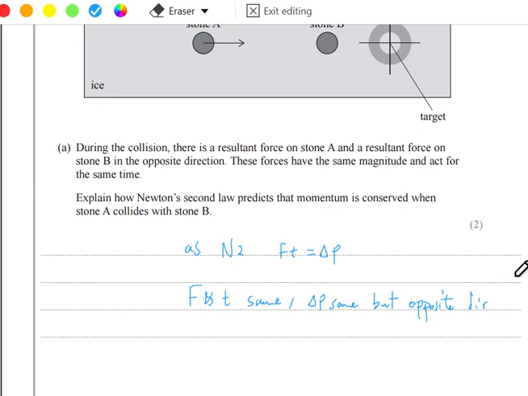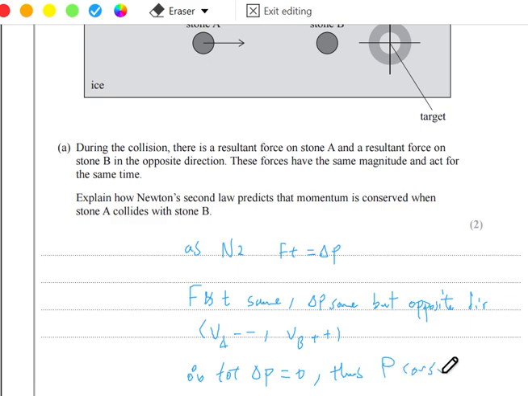Okay, so as VA decreases, VB will increase. So this means that total change in momentum is equal to 0, thus P is conserved.